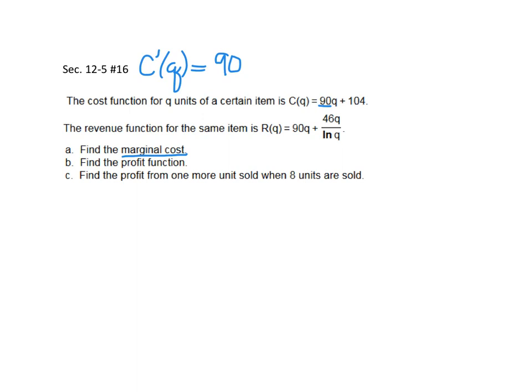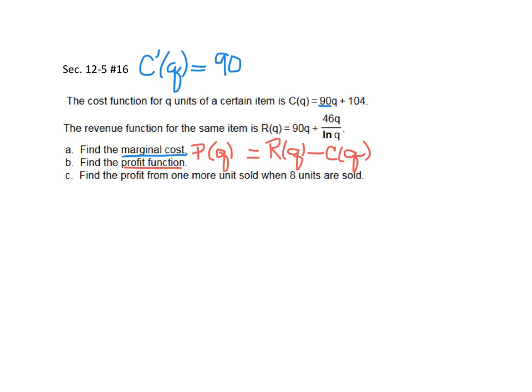Find the profit function. Now, the profit function isn't given to us, but we know the profit from selling Q units is going to be equal to the revenue for selling those units minus the cost of those units. And of course, hoping that profit is positive and that the revenue is actually more than the cost.